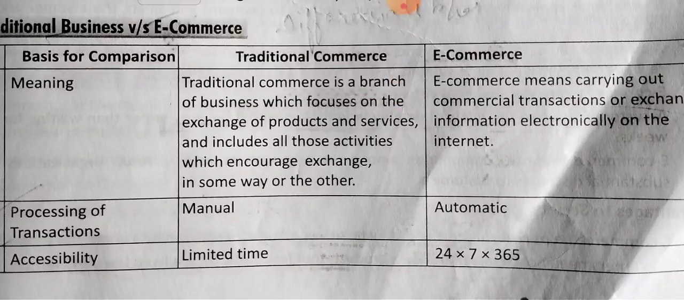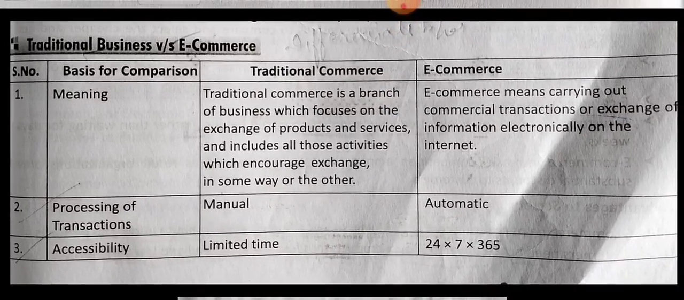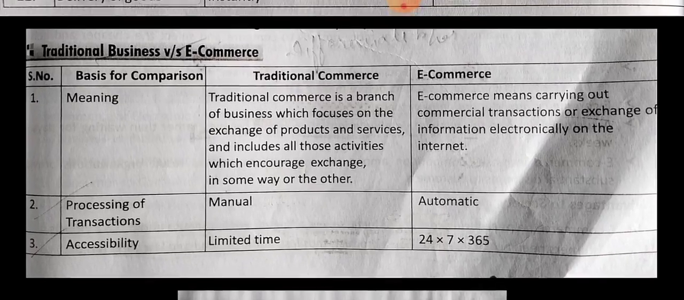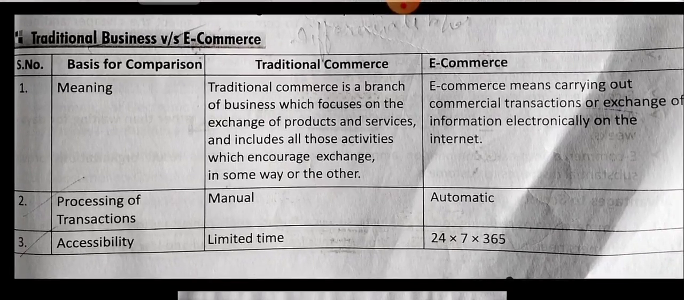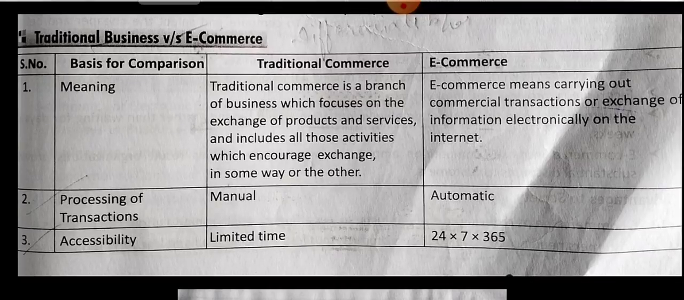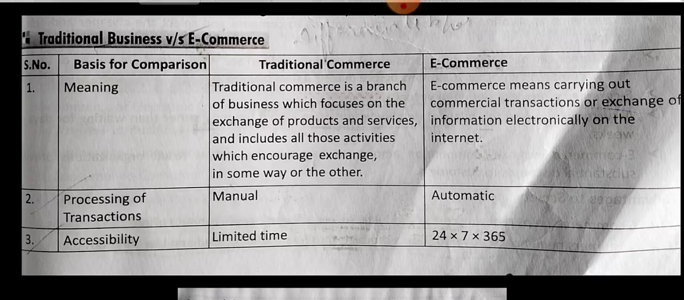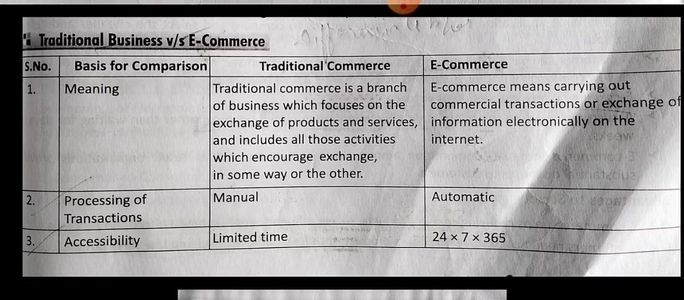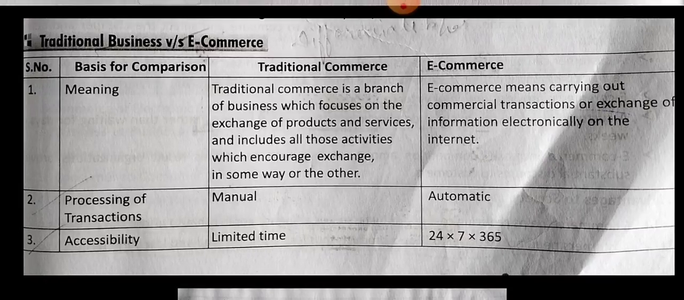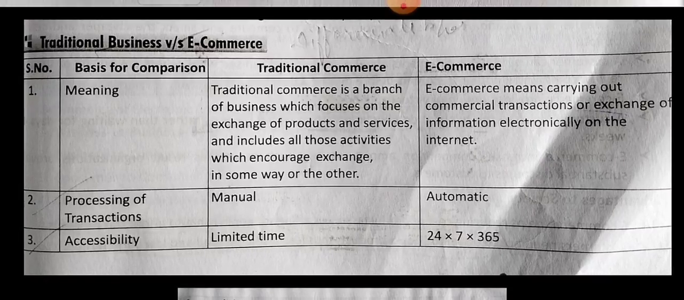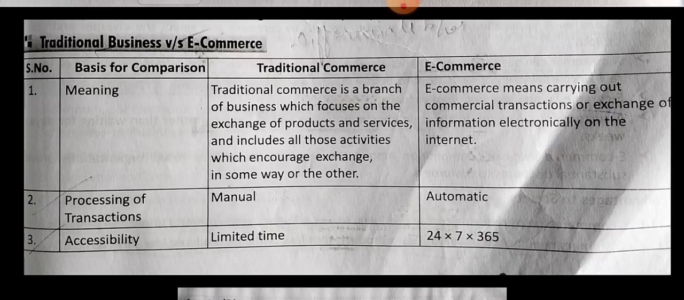Okay, next we are going to study about the traditional business versus e-commerce. Difference between traditional business versus e-commerce. The first is their meaning. The traditional commerce is a branch of business which focuses on the exchange of product and service and include all those activity which encourage exchange in some way or in other. And in e-commerce it means carrying out commercial transaction or exchange of information electronically on the internet.